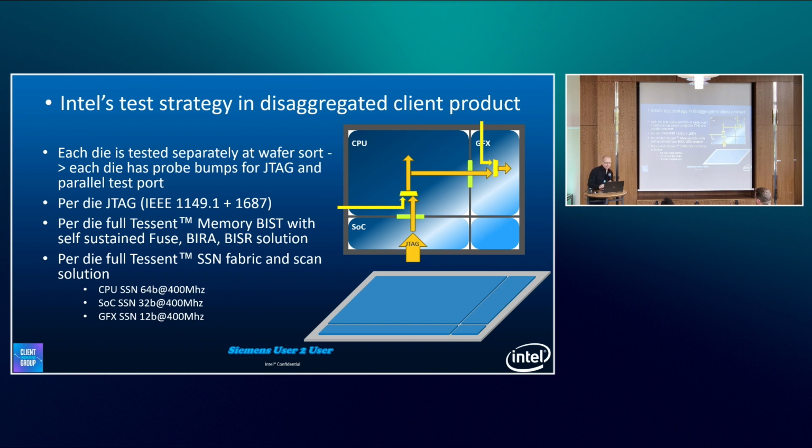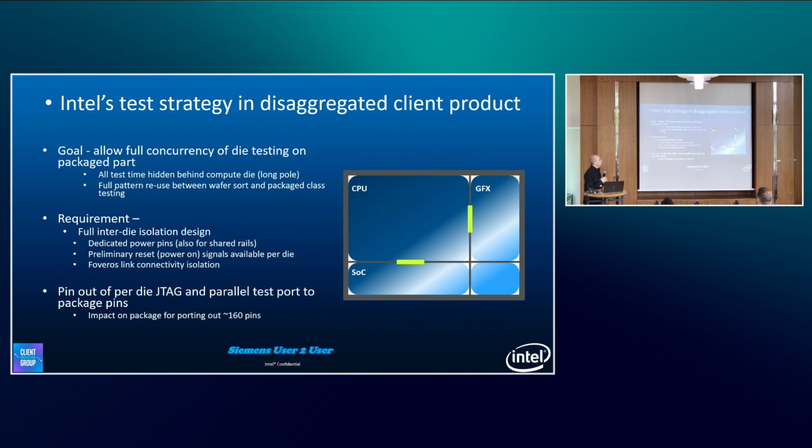Now, with that in mind, our goal for this product was to allow full concurrency of die testing on a packaged part, meaning that even once we package them and take it into class, we're going to be able to access the CPU, SoC, and graphics die. This concurrency includes complete independence, meaning no pass-throughs, no test signals, no power signals, nothing is a pass-through through other dies, so we can completely reset one die while we're doing testing to the other die.